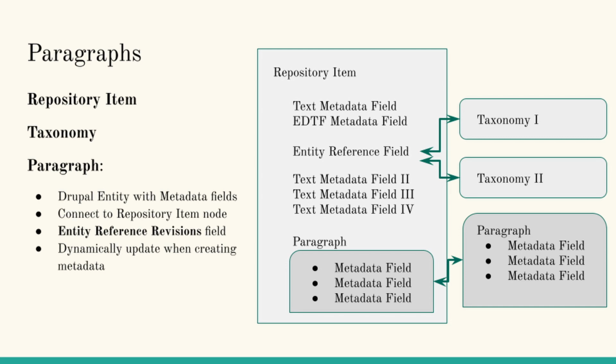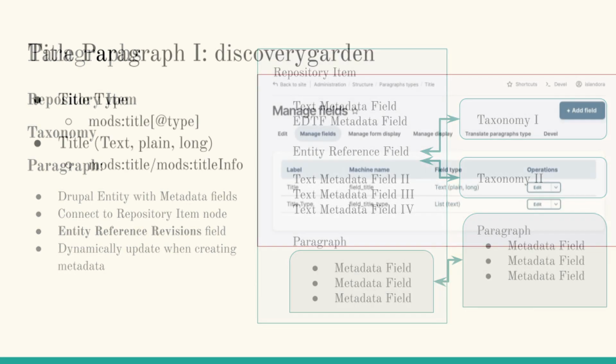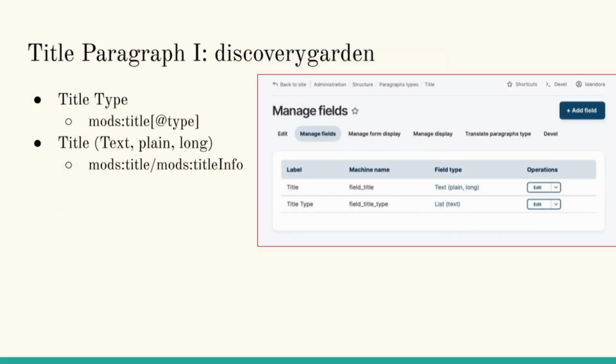They actually are a unique type of Drupal entity reference field, because with the revisions, when you make changes on the metadata form inside of a paragraph, it will update that paragraph, but it will also record that the repository item node has been updated, which is useful for keeping track of what changes are happening. So I wanted to show 2 different examples of how paragraphs can be used.